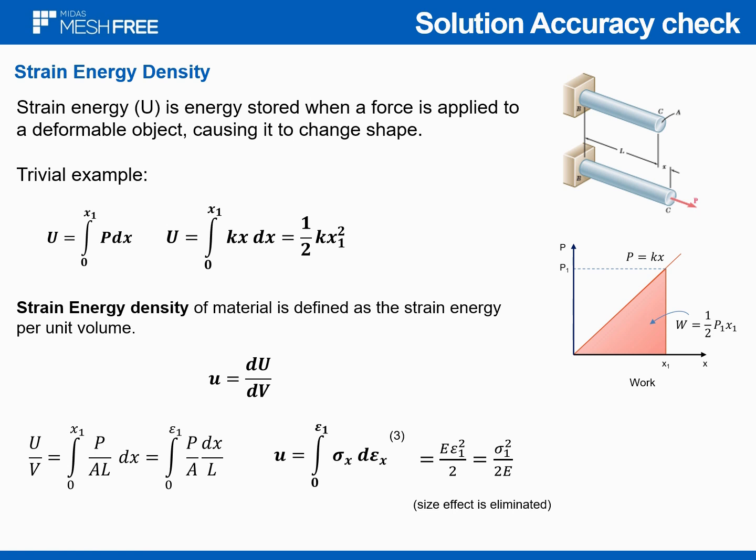Just to remind some of you, what is the strain energy density? Basically, it's defined as the strain energy per unit volume, and this is a great indicator since, even if you look at this simple equation at the bottom, the size effect is eliminated from the investigation, so we can focus directly on material parameters. This is why it can also be used as a universal indicator to check many components.